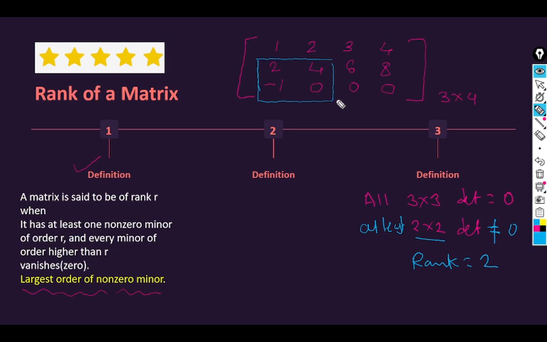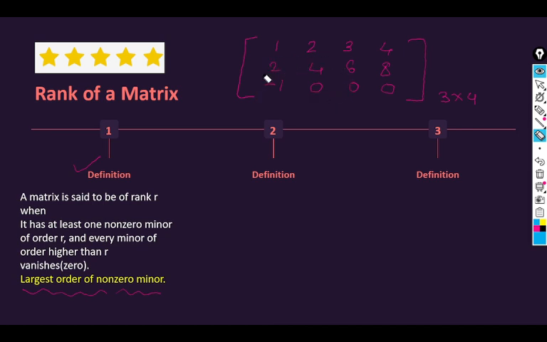But actually this definition is too calculative and a little complicated, so we never use it to get the rank. Instead we'll use the last definition, and the second definition also is not that useful. The second definition says the rank is the number of linearly independent rows of that matrix. This dependence and independence of rows is very simple.